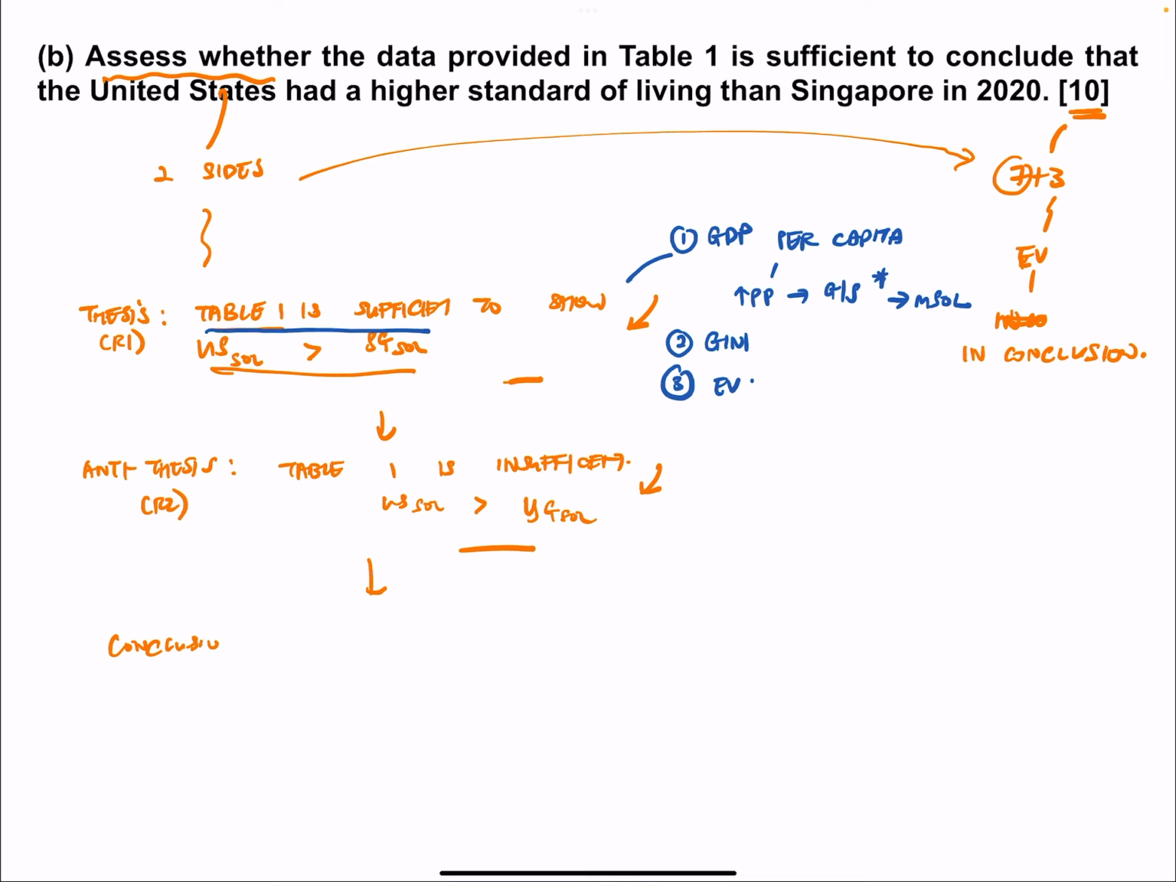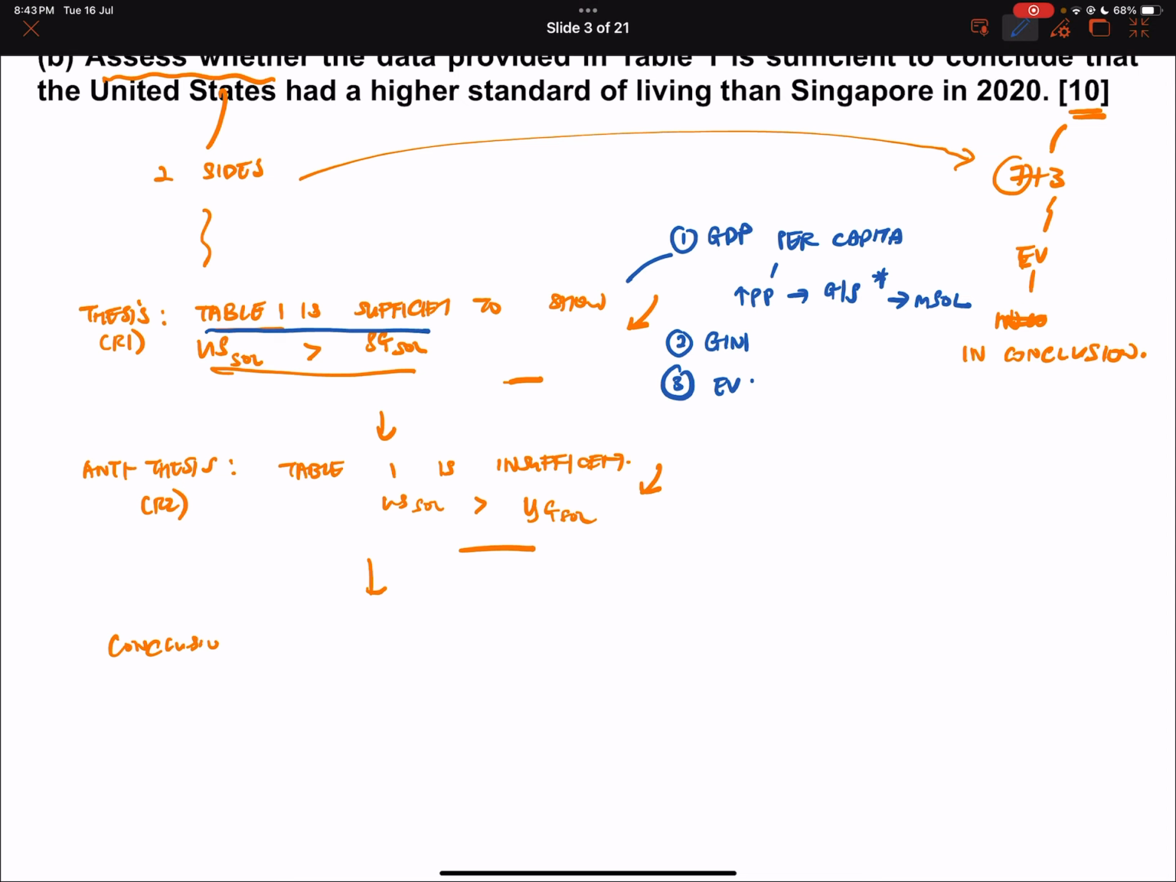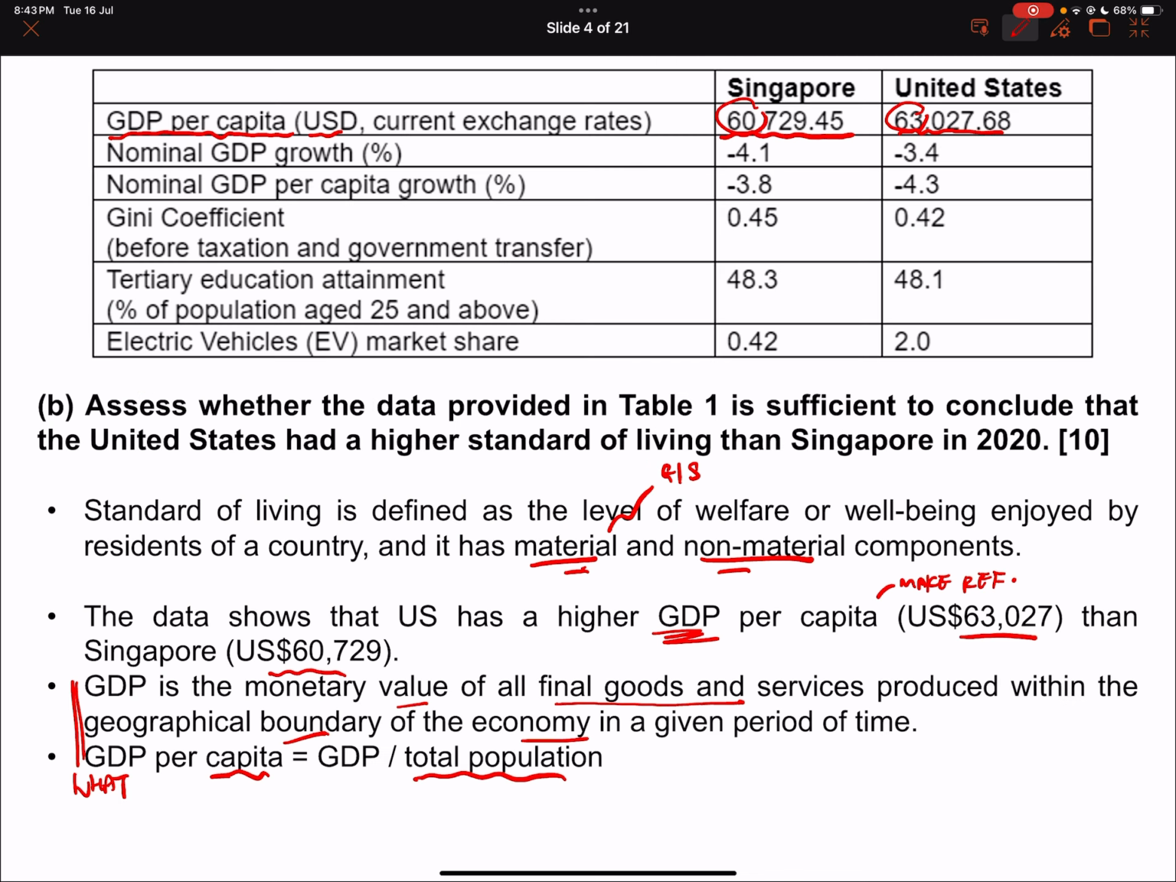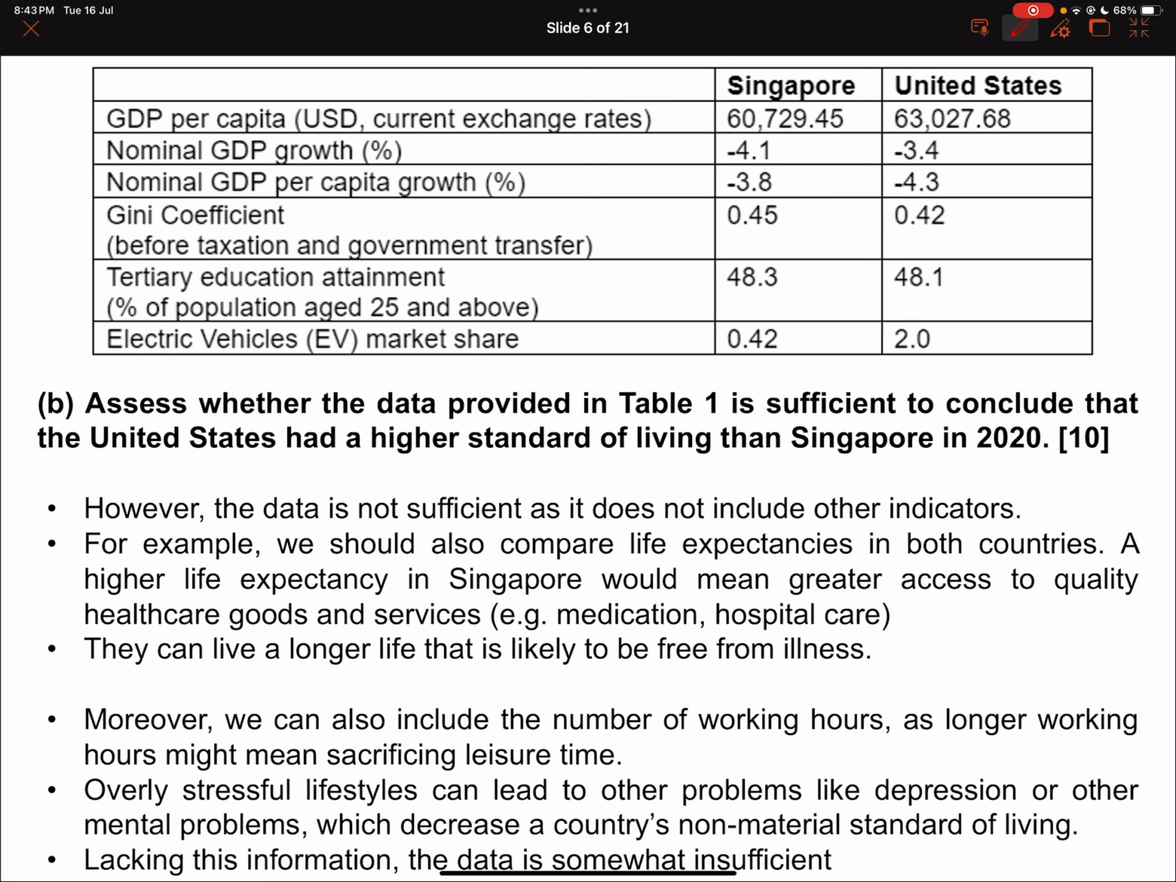Okay, now we go to the next part. So table 1 is not sufficient. Okay, and so now we stand here. So what are some of the deficiencies in table 1? The first deficiency I'll talk about is it doesn't actually have other indicators, especially the other aspects of non-material, also the other aspects of standard of living.